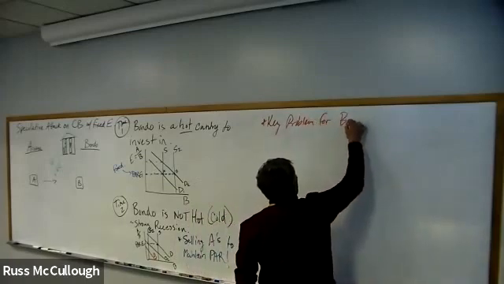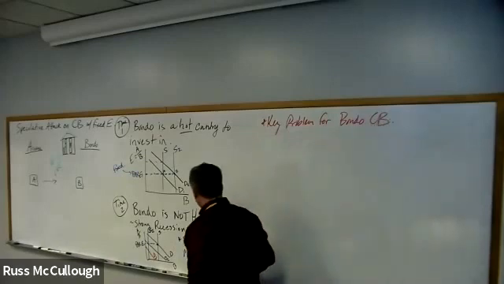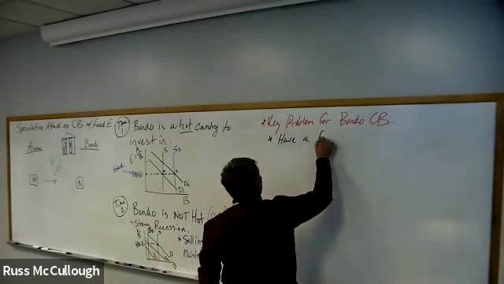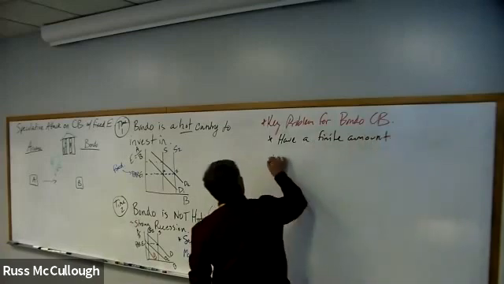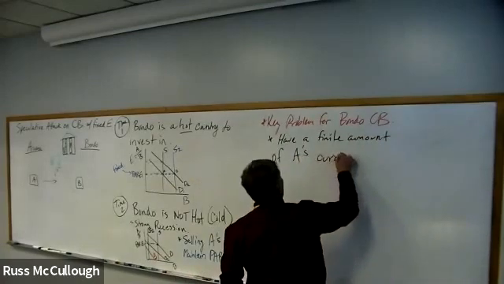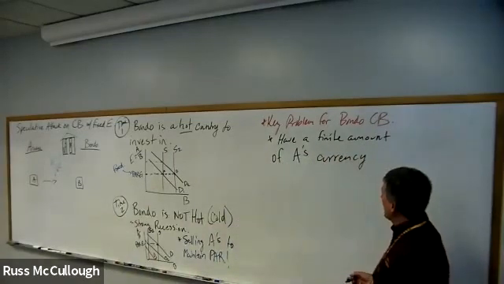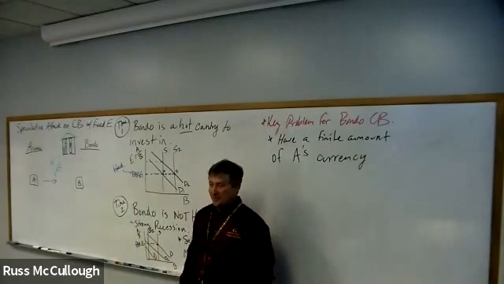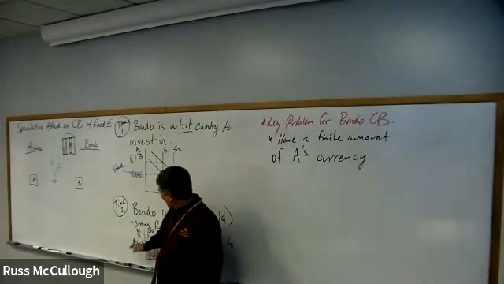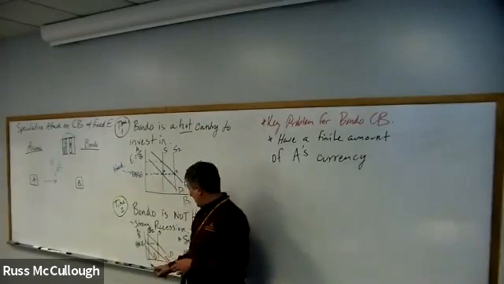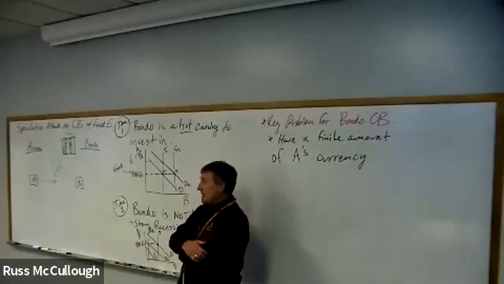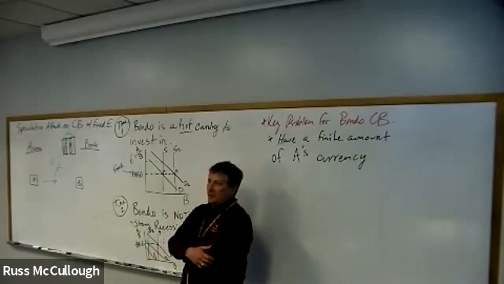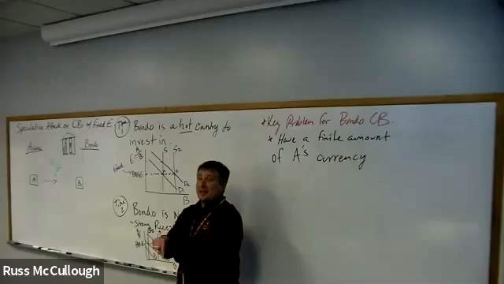So the key problem for Bondo Central Bank: they have a finite amount of A's currency. Once they run out, what do they have to do? What has the country been wanting to do that they're not allowing to happen? What should have happened in Bondo in a free market? Depreciation. So they've been fighting that. They've been bucking that, right?